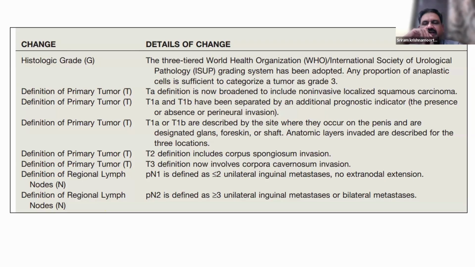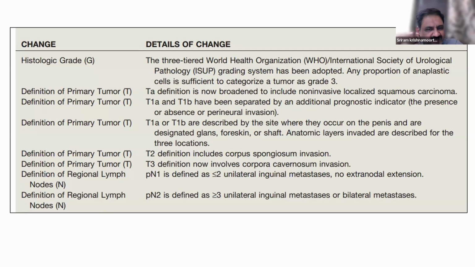Now they have included non-invasive. That means if it is not invading the subepithelial connective tissue, that's again a TA lesion. TA lesion need not necessarily be only verrucous carcinoma. Even a non-invasive localized squamous cell carcinoma of penis is included in TA.